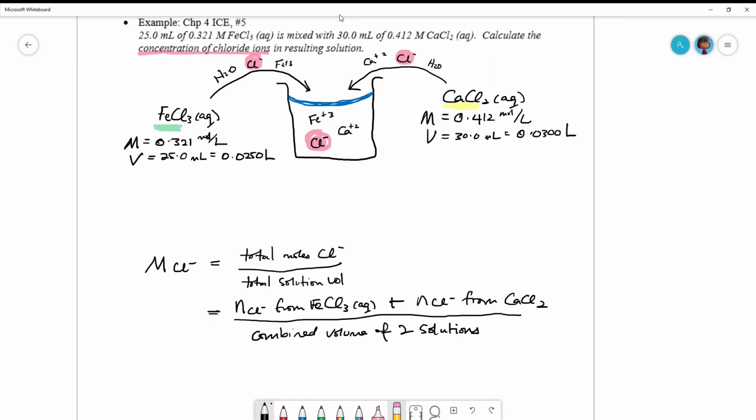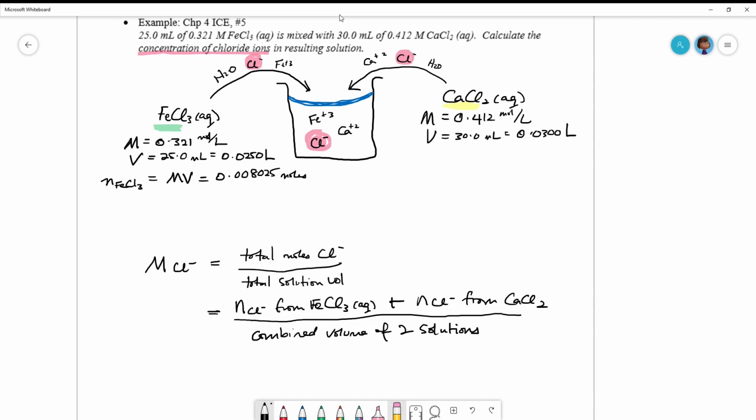Now, in the previous problem, we saw that if we know the molarity and volume of a solution, we can calculate moles of solute. So let's do that for iron 3 chloride. Moles of iron 3 chloride, which is the solute, is the molarity of the solution times the volume of the solution. Since the units are already good to go, liters cancel liters, and I ended up getting 0.008025 moles of iron chloride, the number of moles of solute in the first solution.